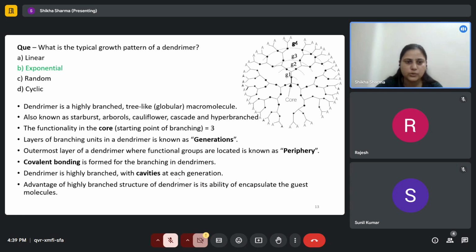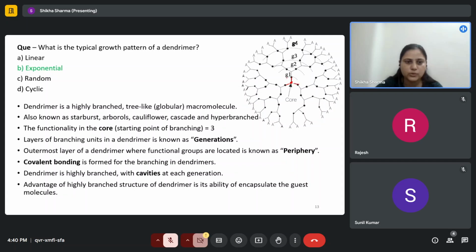So we know that a dendrimer is a highly branched structure. Like we can see on the right side, this is a highly branched, tree-like structure, or a globular macromolecule in the shape of a micelle. The innermost part is known as the core, the starting point of the branching, from where all these branchings will start. After this there are layers of branching units, which are known as the generation, represented as G.